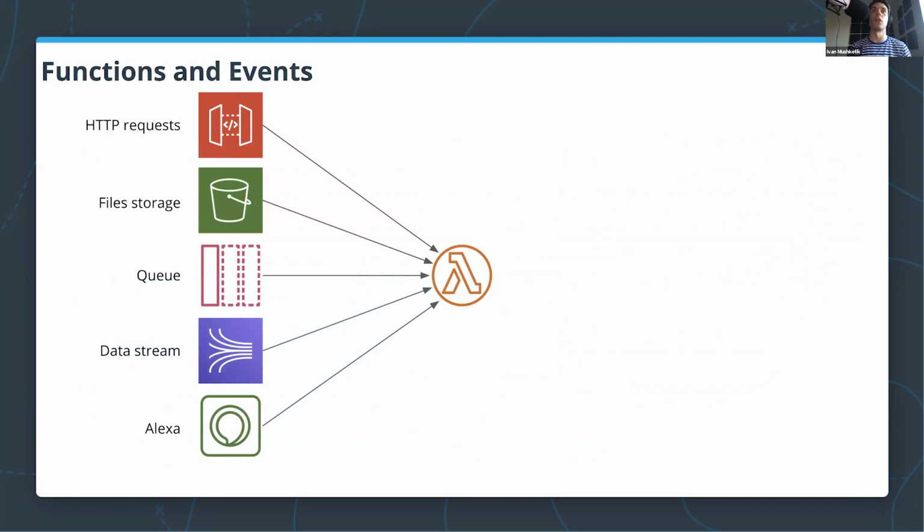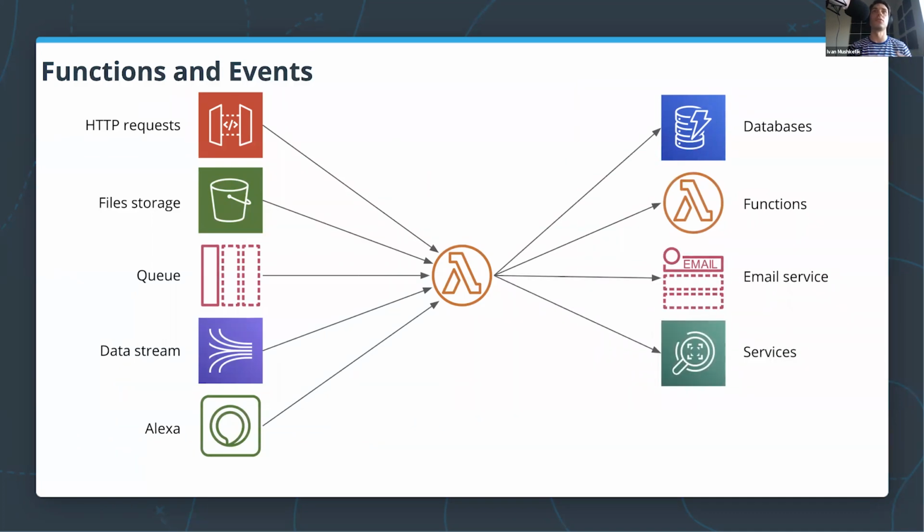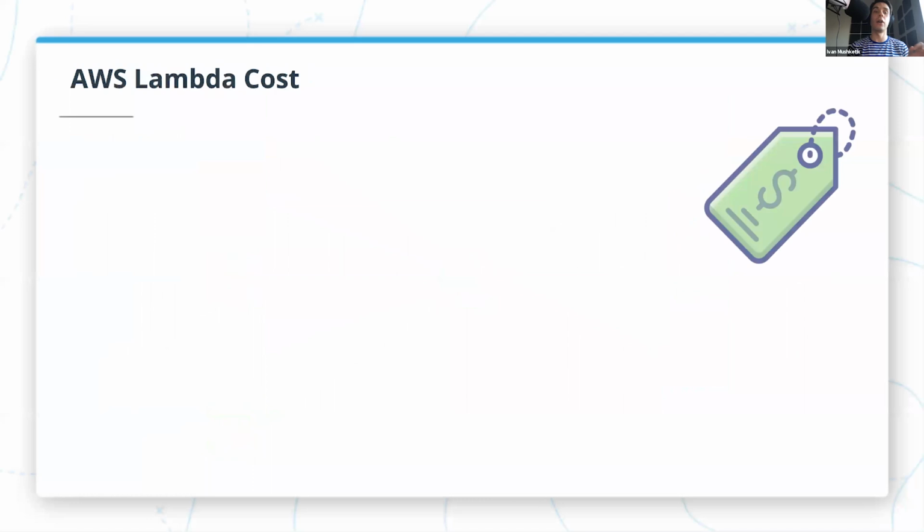Now, our function can use a lot of different resources. This is just the code, and it can interact with databases. It can call other functions. It can send emails. It can use other services, for example, like image recognition, and it can use HTTP APIs.